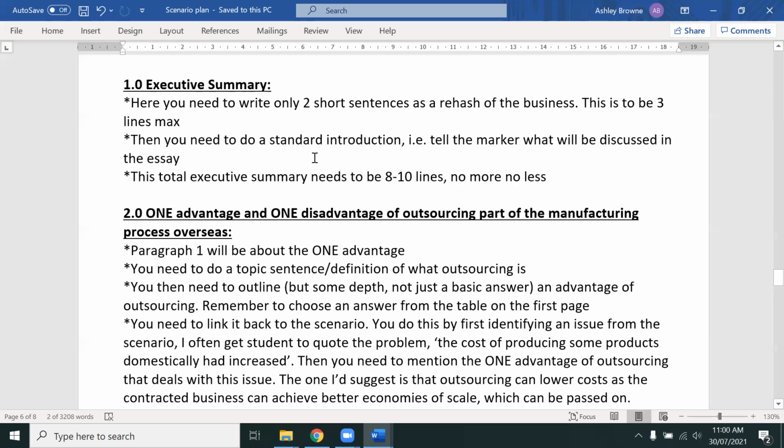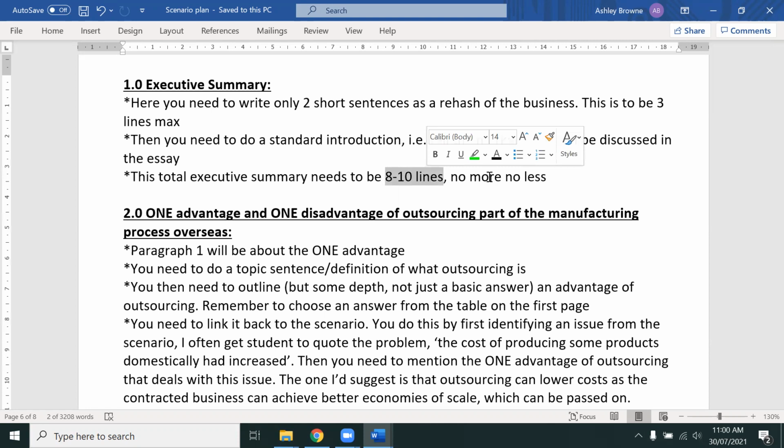Then you do your standard introduction, which is to tell the marker what's going to be discussed in the essay. So in total, 8 to 9 lines, in your writing booklets when you do it, no more, but definitely no less. Some kids are writing 20 lines. That's fine if you end up writing 13 pages, something crazy like 10 pages. But if you're going to write 6 pages and you're doing a whole page as an executive summary, markers aren't really reading it much. You're basically throwing your marks away once you've done more than 10.